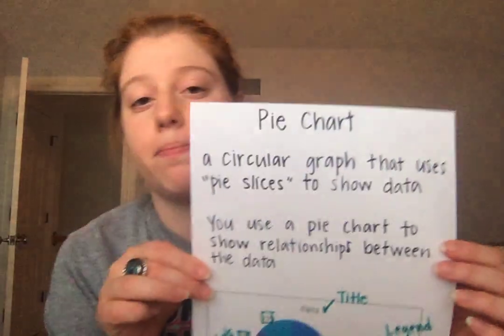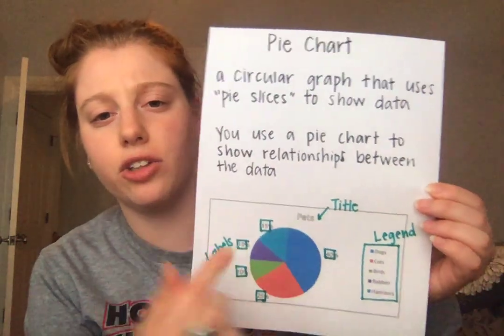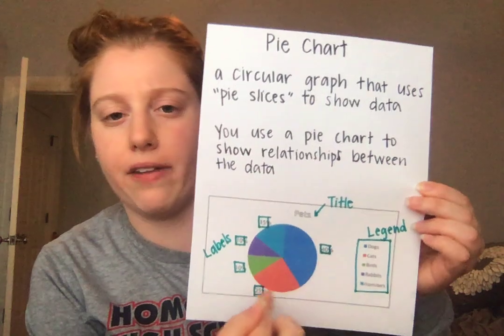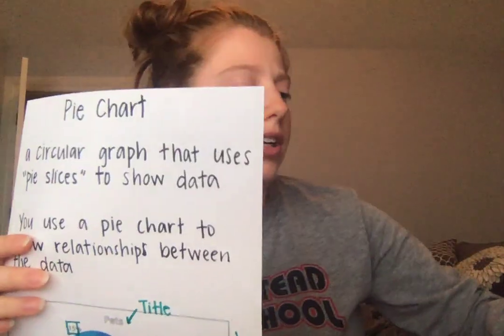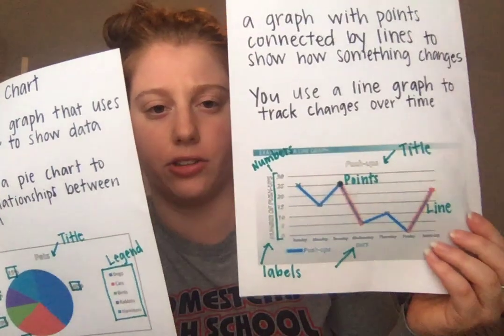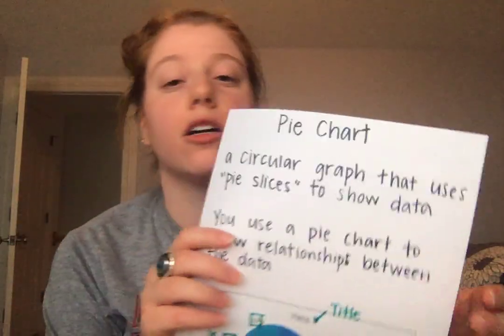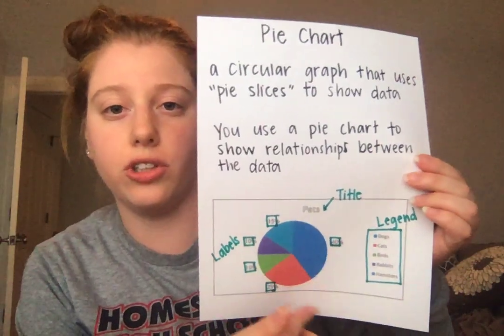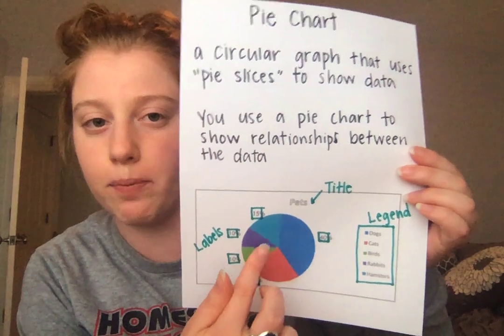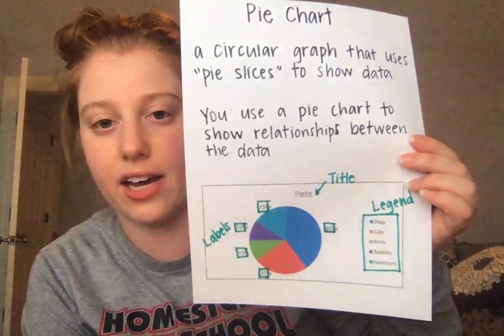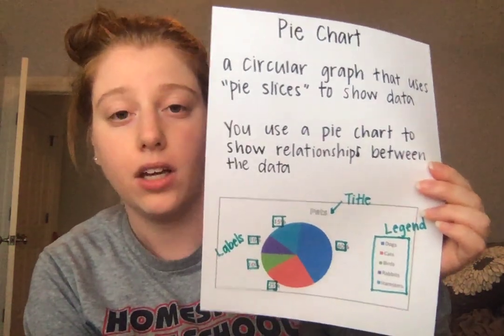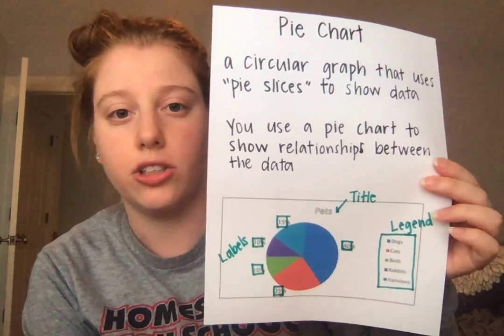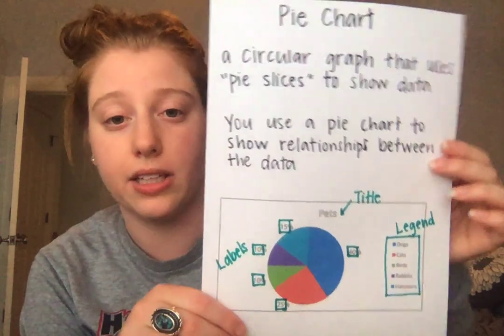Our last type of graph that we're going to learn about this week is our pie chart. A pie chart looks different because it's a circular graph. It's a circle instead of how these graphs are kind of rectangles or squares. But this is a circular graph, and it uses what looks kind of like pie slices to show our data or show our information. And you use a pie chart to show relationships between the data.